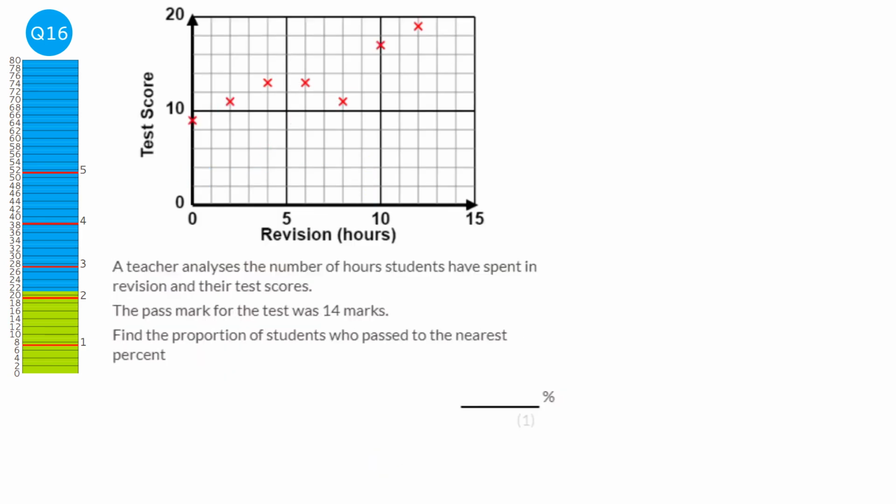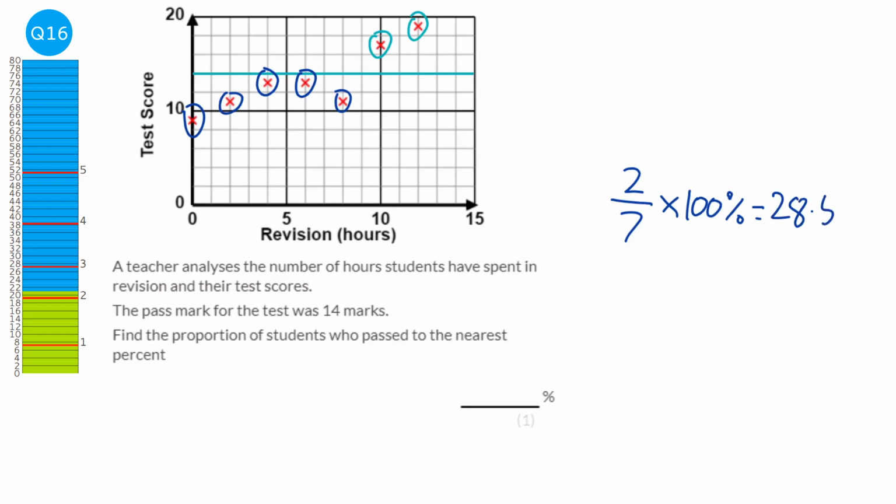So the pass mark for the test is here, and we can see that there are 2 students who passed the test. So it's 2 students out of 2, 3, 4, 5, 6, 7 in total. And we want this as a percentage, so we're going to times it by 100%. So we do 2 over 7 times 100, and that gives us 28.571, blah, blah, blah, and it says it wants it to the nearest percent, so that will be 29%.